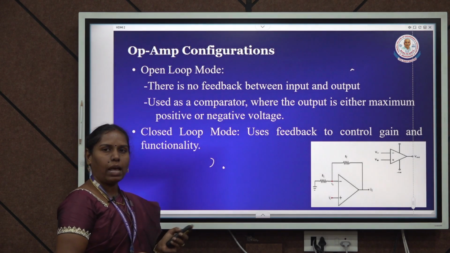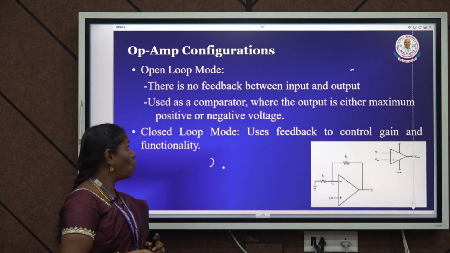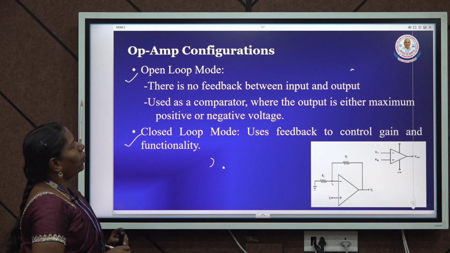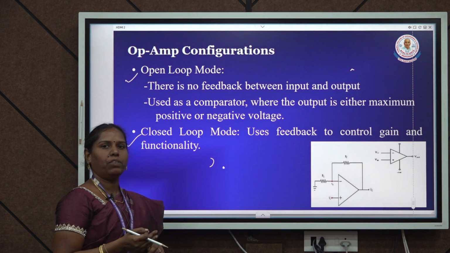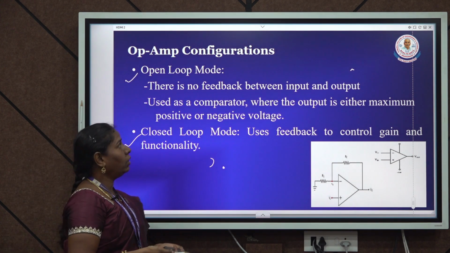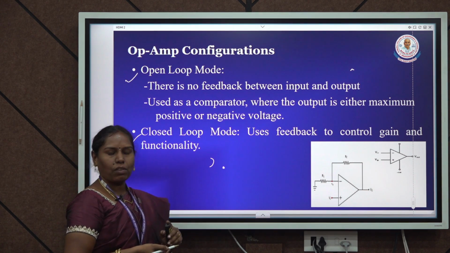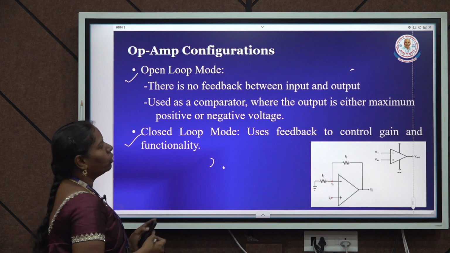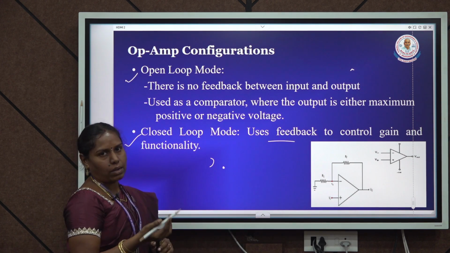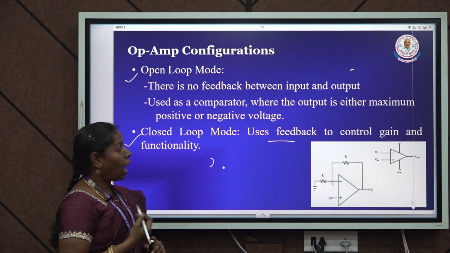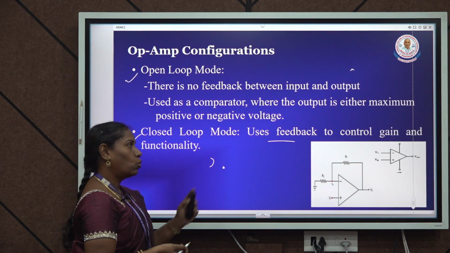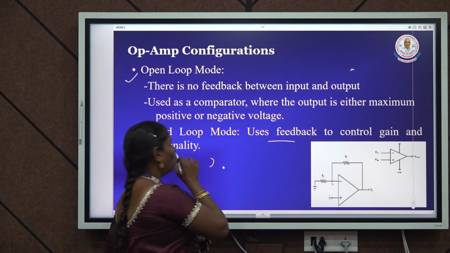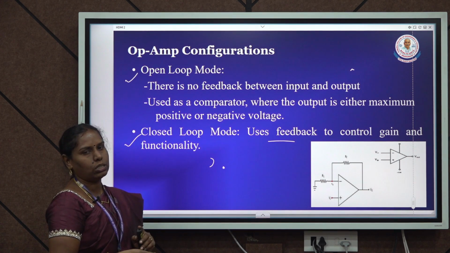Operational amplifiers are operated in 2 modes: open loop mode and closed loop mode. In open loop mode, there is no feedback connection between the output and input. Generally the comparator circuit operates in open loop mode, which we will see later. Closed loop mode uses feedback, which means part of the output is taken and fed to the input terminal. That is called feedback, and it is used to control the gain or the functionality of the designed circuit.